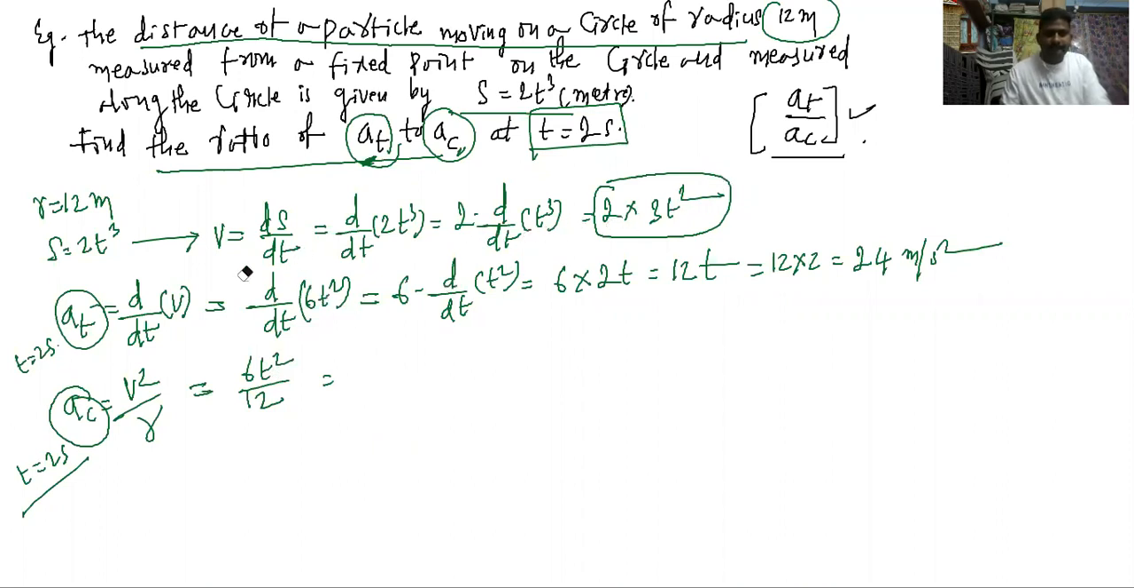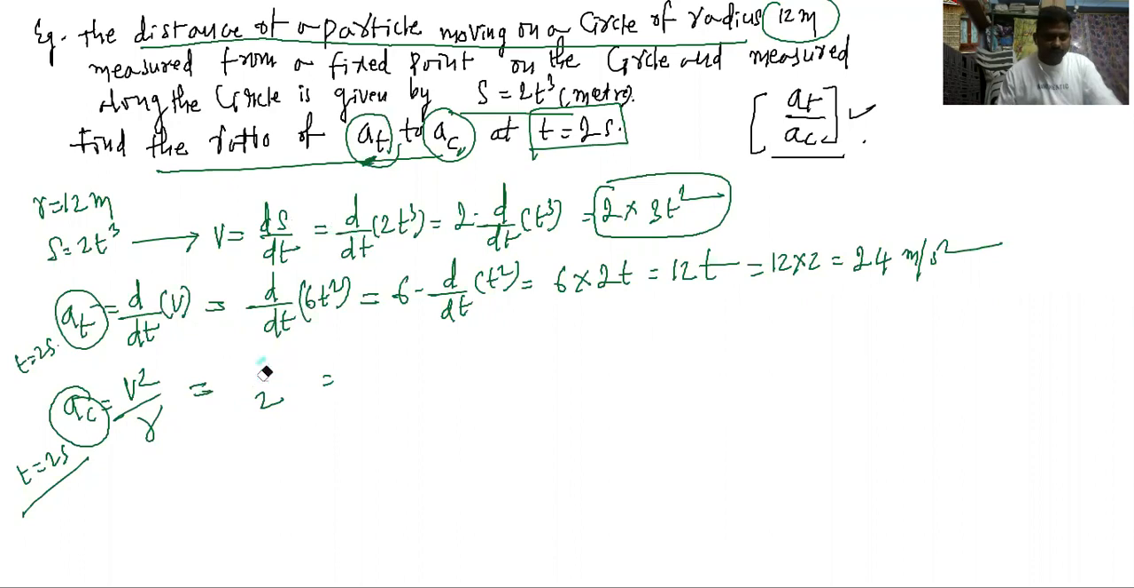V square. 6 into t square. This is velocity. So here, okay, understood.